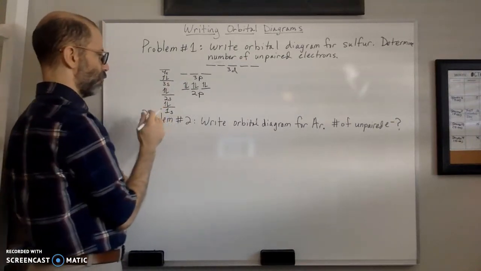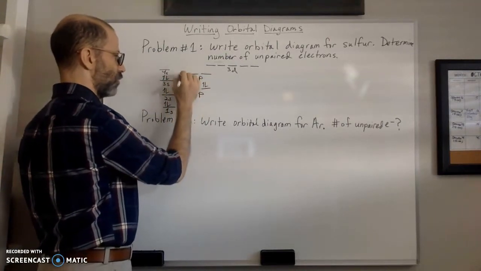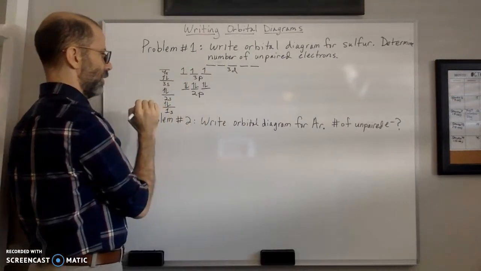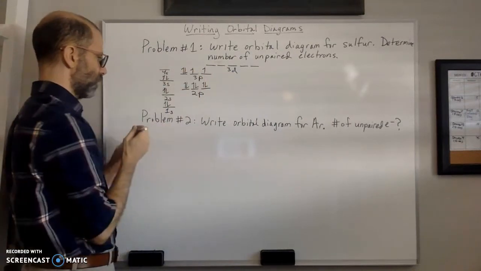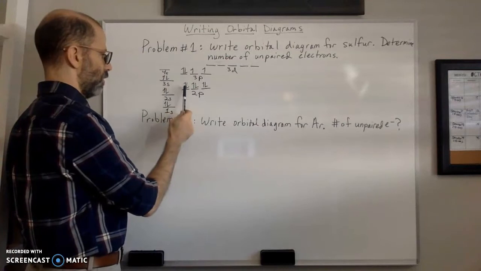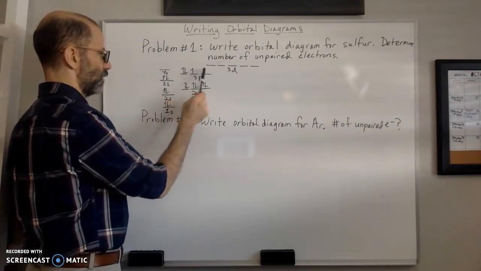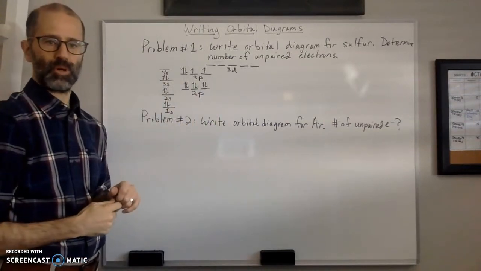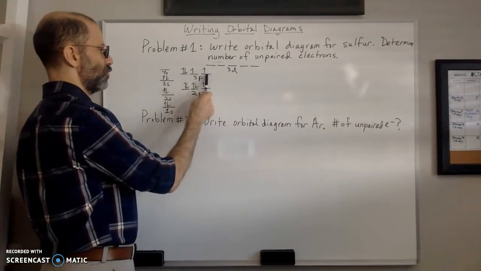And now we have 4 left, and we're going to go to the 3p. Again, following Hund's rule, spin up, spin up, spin up, and that's 3. We have 1 more, spin down. If we count them, we should have 16: 1, 2, 3, 4, 5, 6, 7, 8, 9, 10, 11, 12, 13, 14, 15, 16. So this is the orbital diagram for sulfur, and the number of unpaired electrons is 2.